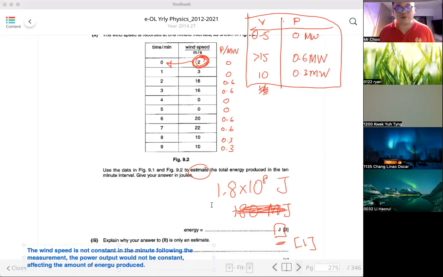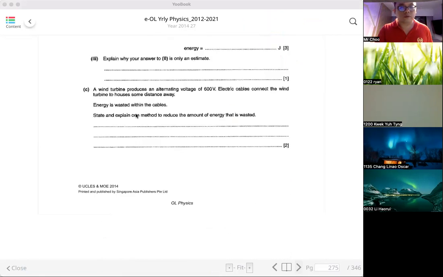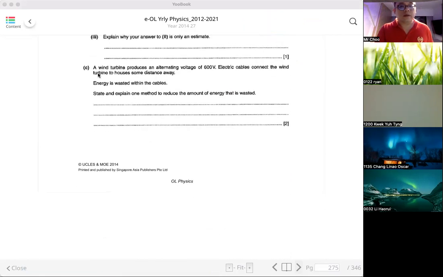Okay, Oscar, can you rewrite your answer in another way? Okay, let's continue. A wind turbine produces an alternating voltage of these.